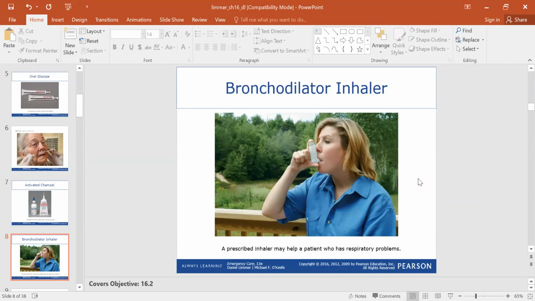Bronchodilator. So I mean, the name's right there. What does it do? What does a bronchodilator do? What's its purpose? It dilates the bronchioles in the lungs, so someone can get more adequate amounts of air in their lungs. Yes, exactly. It's a bronchodilator.